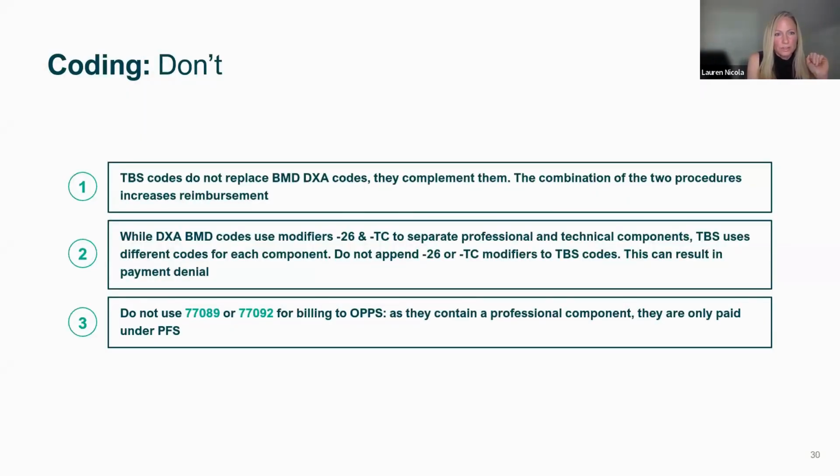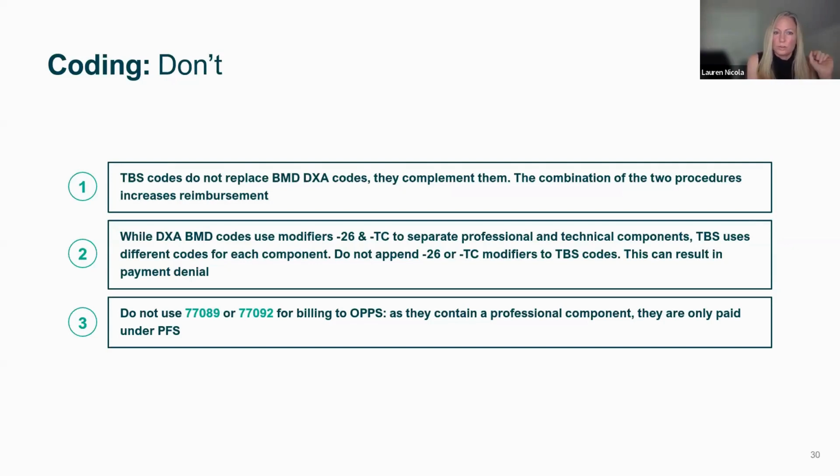Some coding don'ts here. So TBS does not replace DEXA. It's a little confusing because they have almost exactly the same value. So I think some people think that you bill one or the other. That's not the case. There is extra work and extra technical practice expense that comes with the TBS. So they're complementary. You bill the DEXA plus the TBS code separately. And of course, the combination of those procedures increases reimbursement for your practice. In fact, it doubles it.